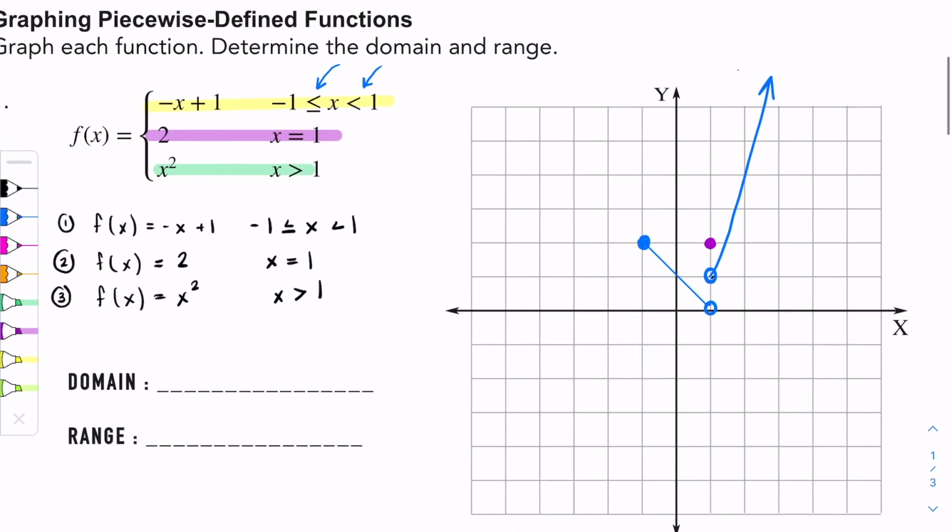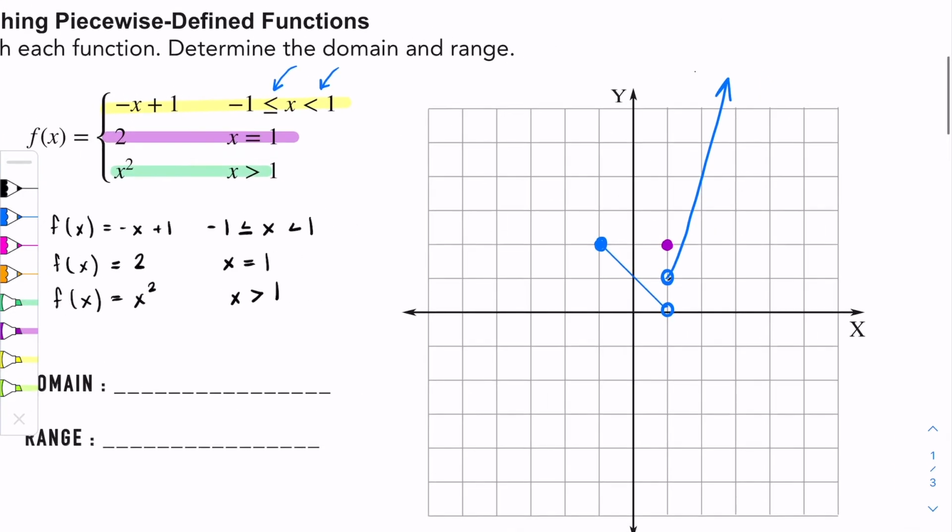All right, here is our final graph. We have different parts to the function. Make sure that your graph always passes the vertical line test, meaning that if we drew a vertical line down the graph at any point, it's only going to intersect the graph at one location.